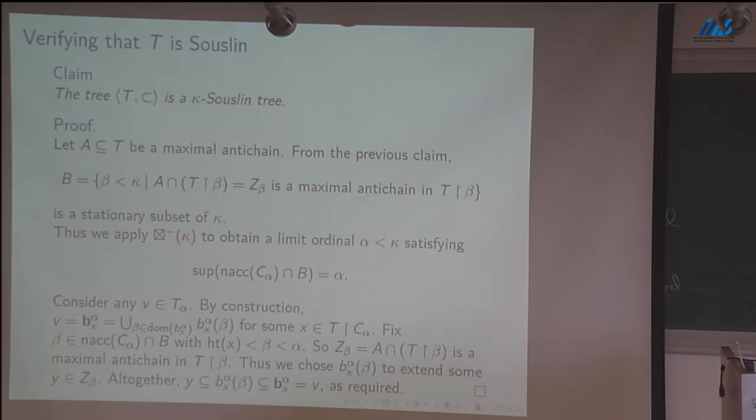We use our axiom to give us an alpha, so that the points of C alpha will intersect this set B that we've just defined. Very often, in particular, the non-accumulation points of C alpha will intersect B. And so what that means is that we can pick something from the maximal antichain.